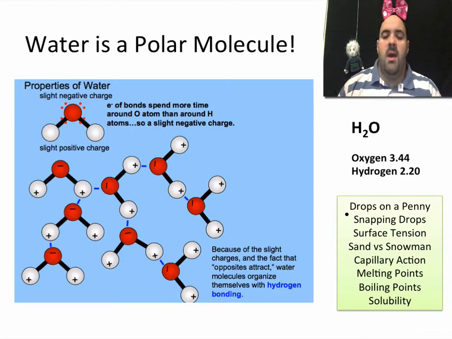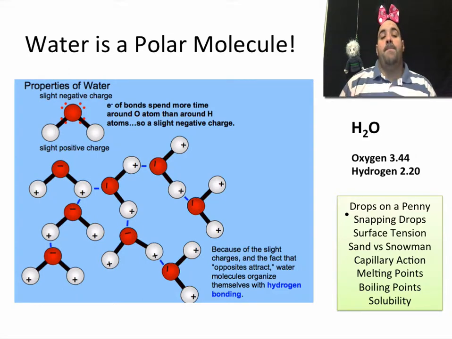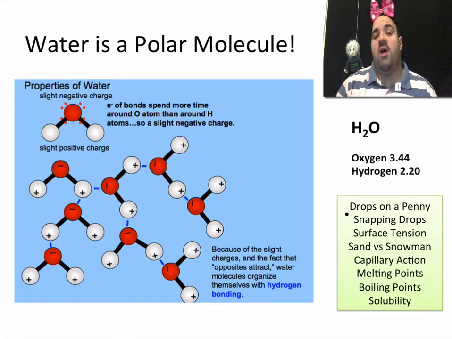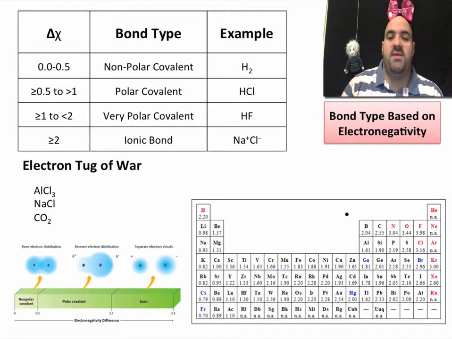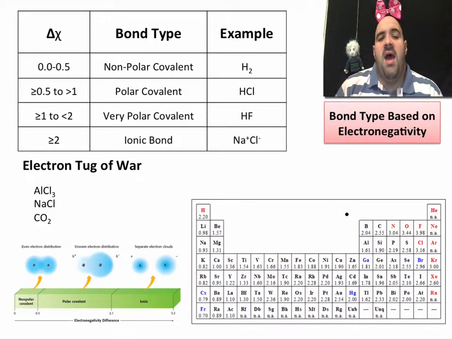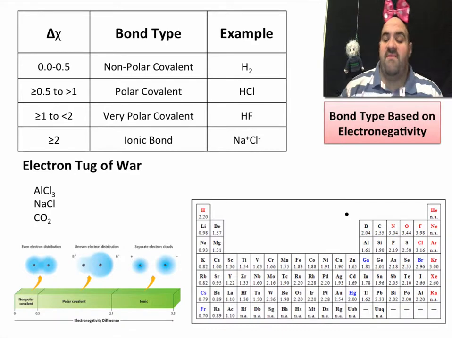Capillary reaction. Melting point, boiling point, solubility, all of these things are explained based on water's polarity, which in turn is related to electronegativity differences, which can be explained in terms of Coulomb's law, nuclear charge, electron shielding, and things of that nature. So it's a very detailed explanation of what's going on. And when we are determining bond type, we determine bond type based on the difference of the electronegativity values.